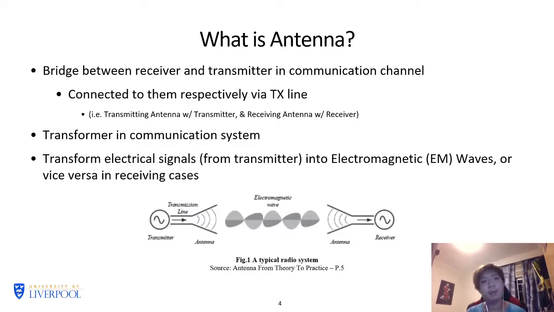So the basic theory for antenna is basically that an antenna is a bridge between the receiver and transmitter in the communication channel. They are connected to the transmitter and receiver respectively via transmission line. They act as a transformer in the communication channel, since they transform the transmitter's electrical signals to mmWave and propagate to the receiving antenna, which converts them back to electrical signals.